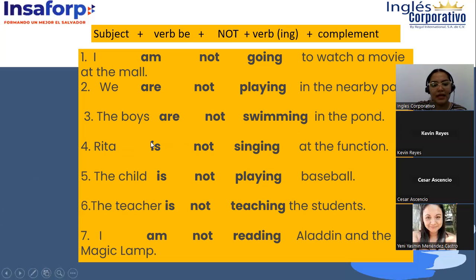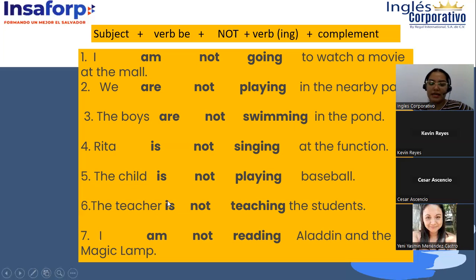Then we have Rita. Rita is a singular subject. All right. Utilizamos is because Rita is she. It's the same thing that we use, like she, right? Rita is not singing at the function. Rita no está cantando en la función. All right. Then we have the child is not playing baseball. El chico no está jugando baseball. We have is here because we are using like he. Estamos utilizando un pronombre singular. Y en este caso sería he, right? Like, he is not playing baseball.